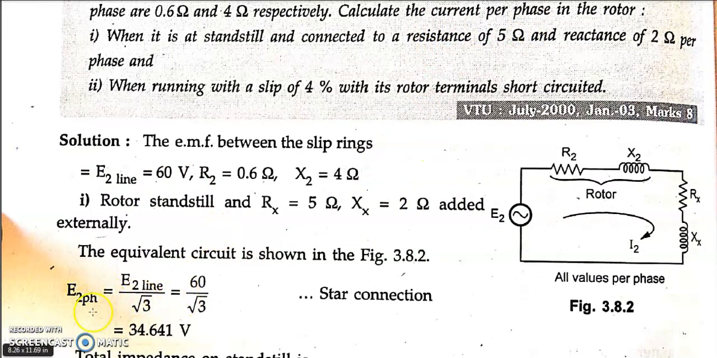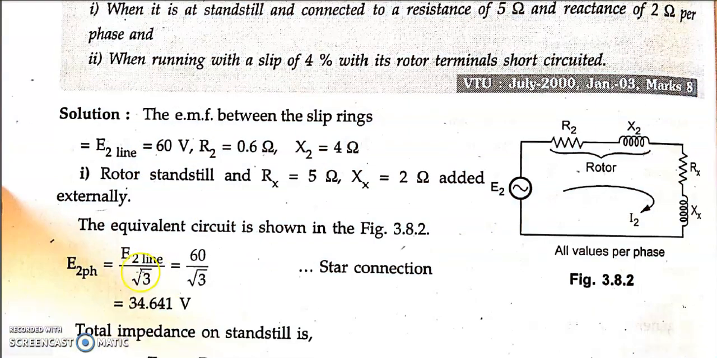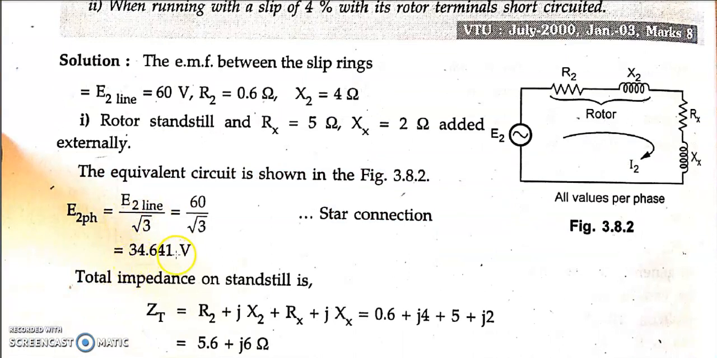So I'm going to convert this E. Since it is star connected, we know the phase voltage and line voltage relation: V phase equals VL by root 3, or E2 phase equals E2 line by root 3, and E2 line is 60 volt. So substitute here, and I'm going to get E2 per phase as 34.641 volt.